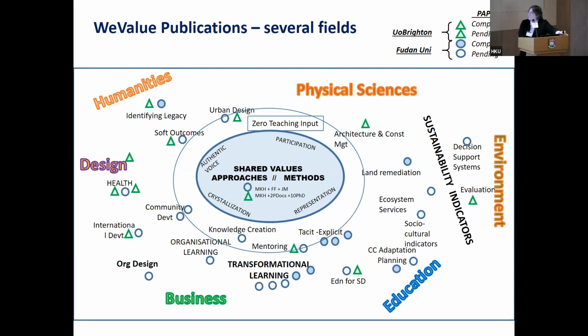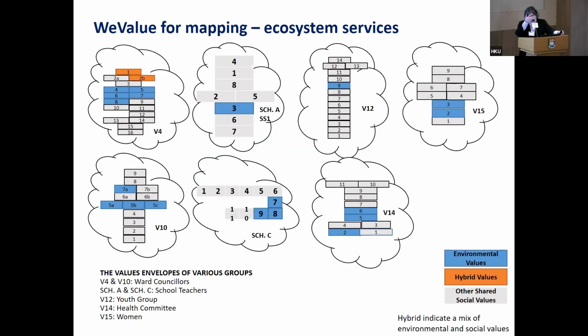Publications in quite a few different fields. This shows you across the physical sciences, humanities, design, business, education, sustainability indicators, and environmental management. We have published papers, including these subtopics of land remediation, ecosystem services, transformational learning, and so on. These are some of the areas we publish in. And I just wanted to mention mapping.